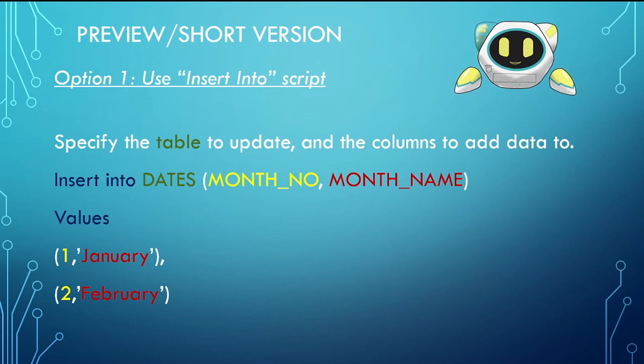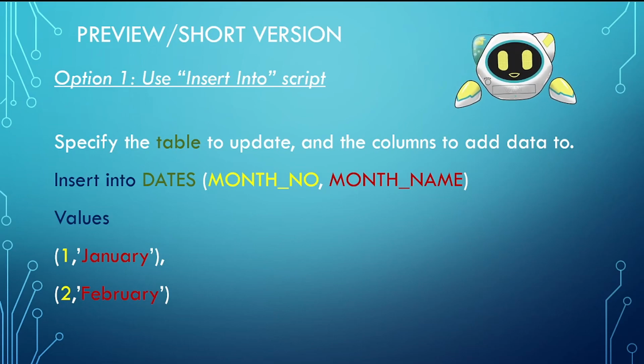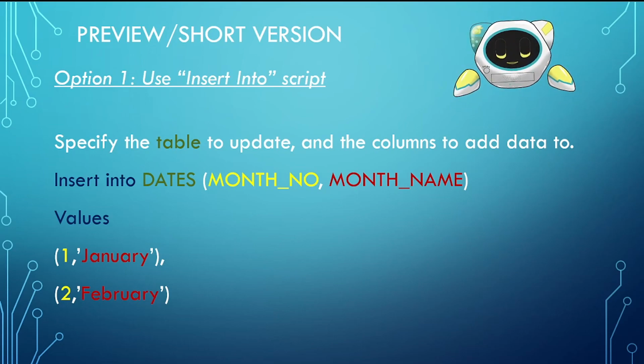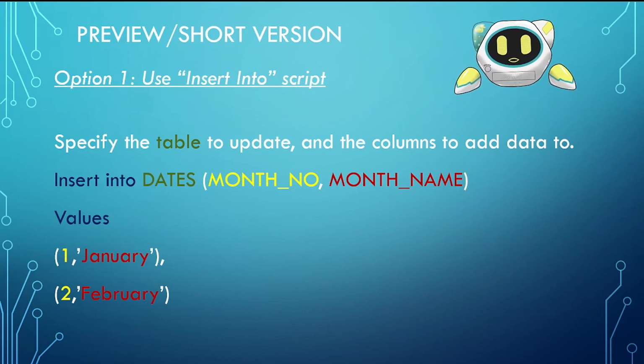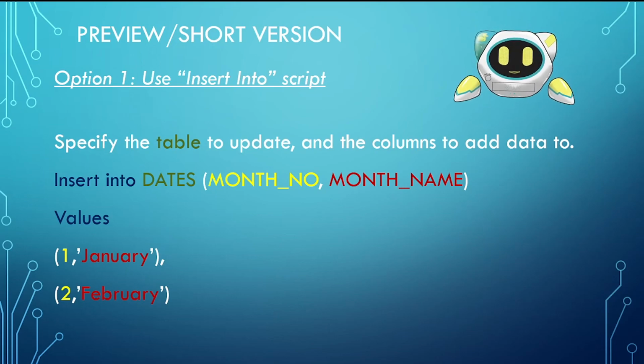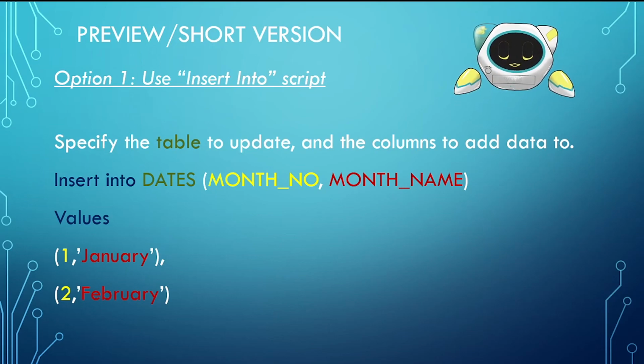Remember that if you're entering text, surround them with apostrophes, not quotation marks. You can enter more than one row or more than one value. Just split them up with commas, as seen in the example below.